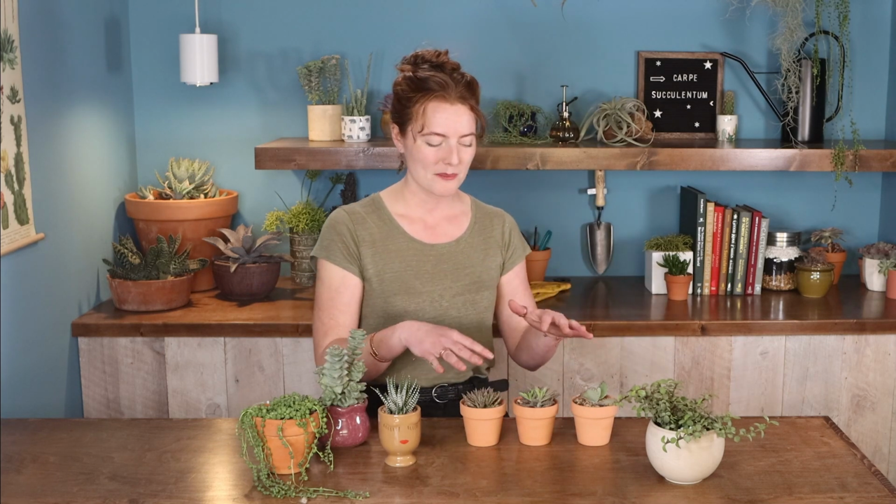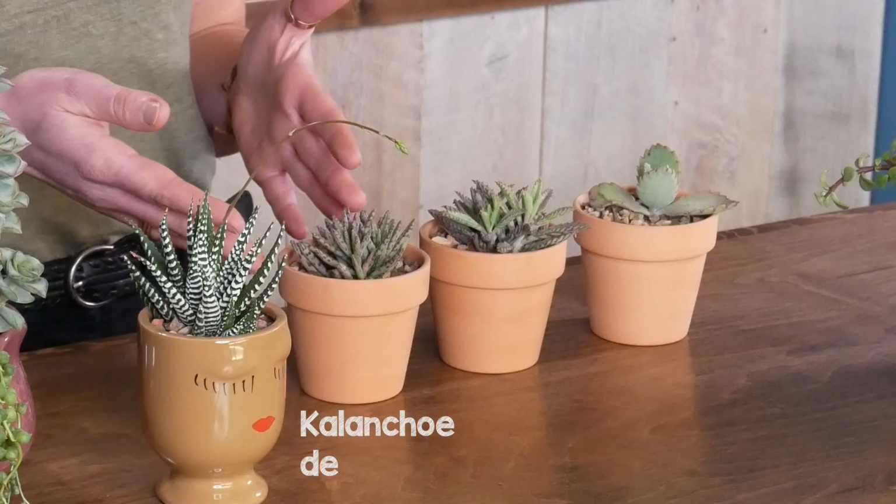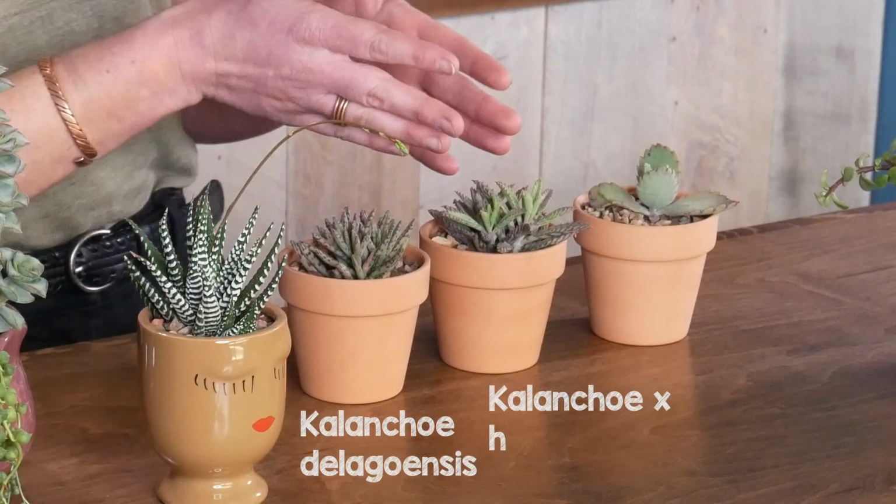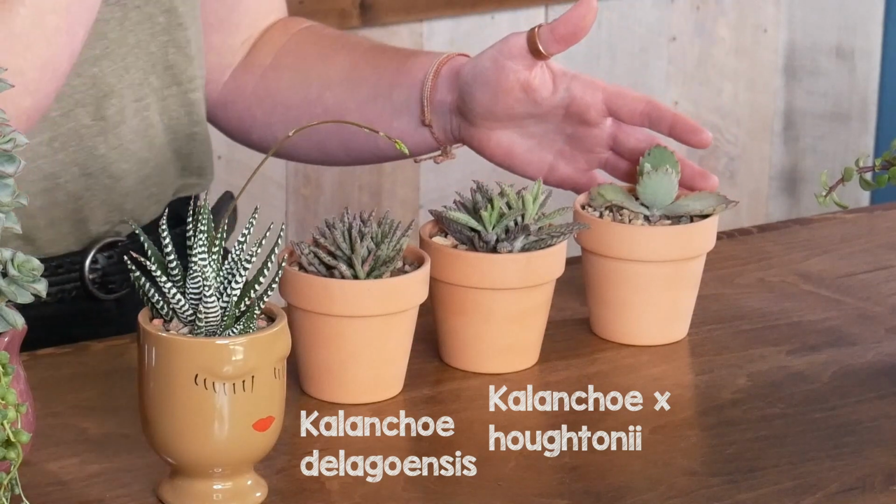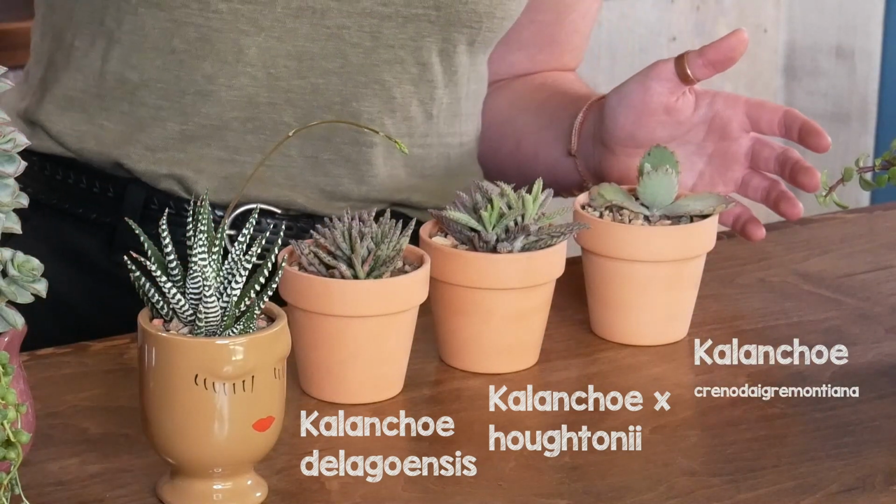First of all, every plant on Earth has just one unique scientific name, but they can have multiple common names, and this causes confusion. And the reverse is possible too, where a single common name can refer to multiple different plants. So for example, if you ask me for a mother of thousands succulent, I'm not really sure. Do you mean Kalanchoe delagoensis, Kalanchoe exutonii, or Kalanchoe crenodigramantiana?